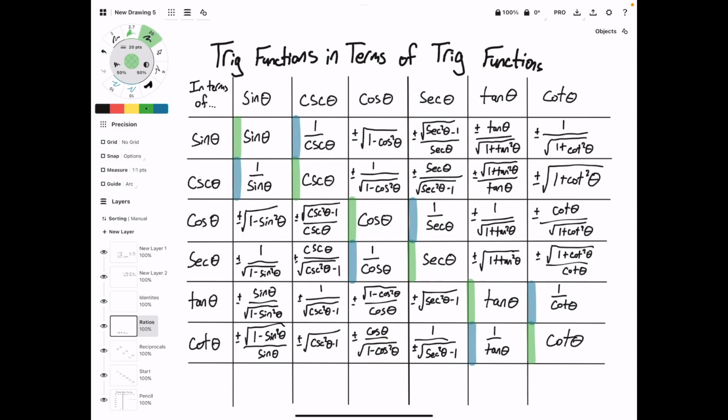And with that, we have completed our table. So we just solved all of them for cotangent theta. These are the ones we just did. And now we could use this as a reference for solving a bunch of other trig problems.